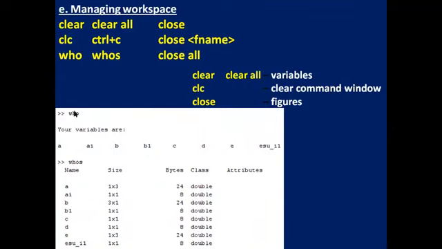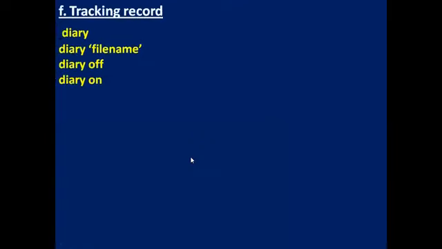Now you can see the difference between who and whos. I have typed who, and I get all the variables that I have created. It will give you only the variable name. If I type whos, it will give you the variable name, the size of the variable, the bytes, and the class. So everything is displayed. If you use whos, you can get the entire detail of the variables in the workspace. And then, tracking record.